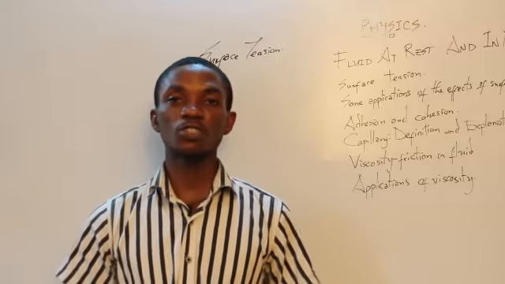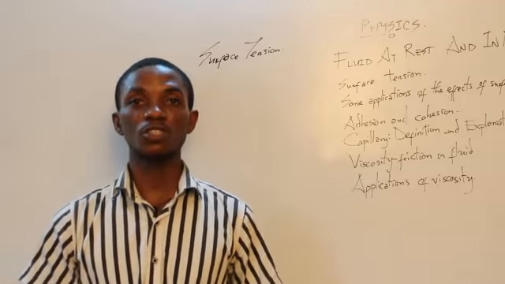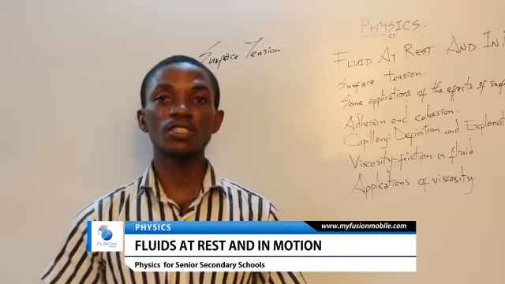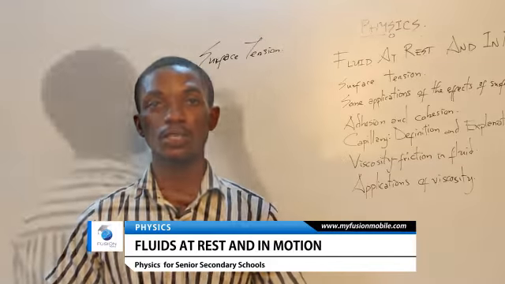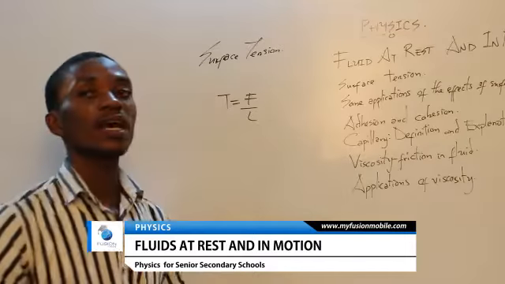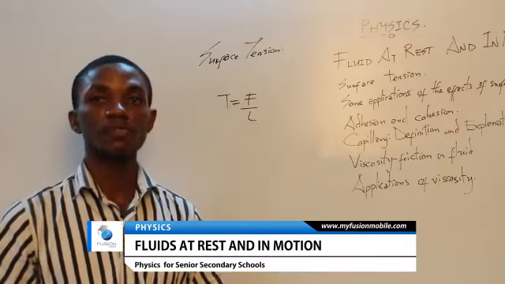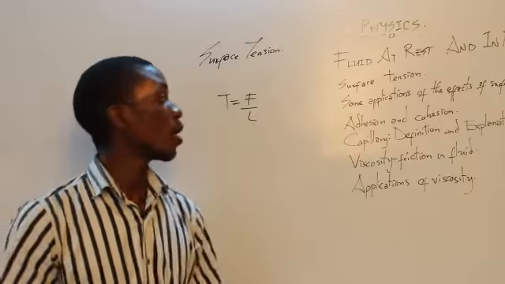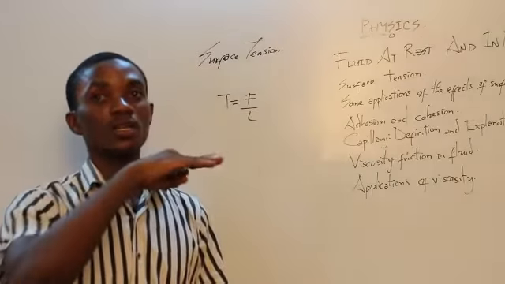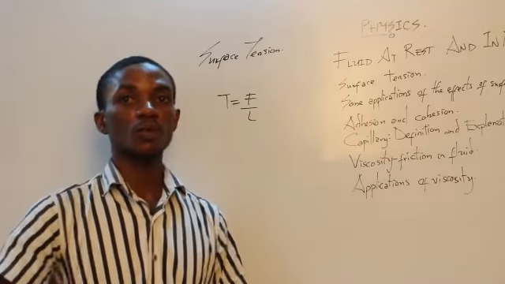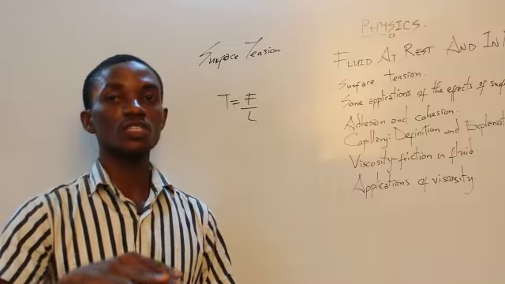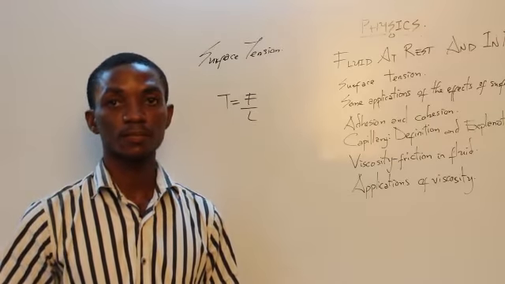But how does surface tension work? What is surface tension itself? Surface tension is the force acting parallel to the surface of the water. It is given by the expression T equals F over L, that is F divided by L, where F is the force and L is the distance along the surface of the water, that is the length across which the force is acting.